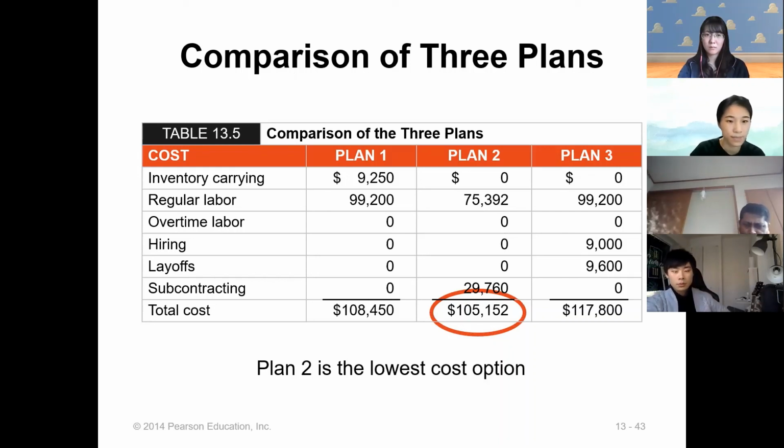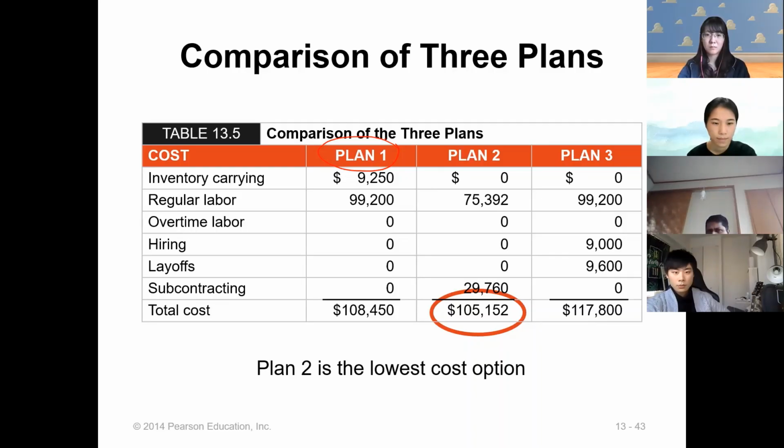So the first plan, can you tell me what was the first plan? Anyone? This is a bonus quiz question. What is the name of the first plan just now? What did we do in the first plan? What was the strategy in the first plan? Just in your own words. Anyone? What was the first plan?